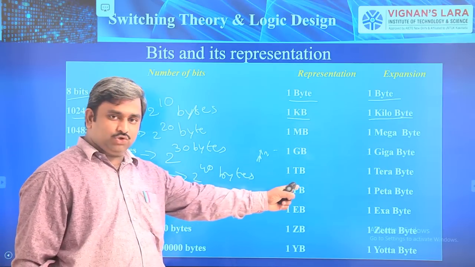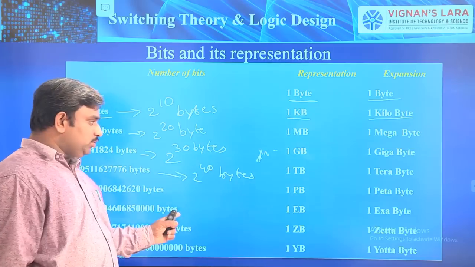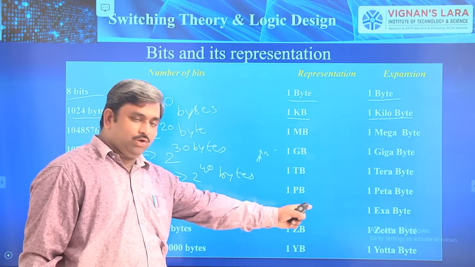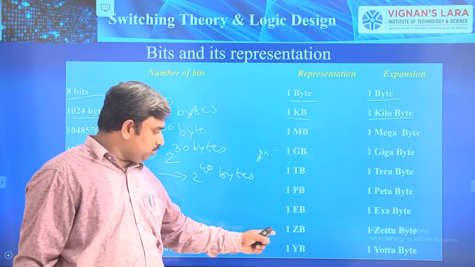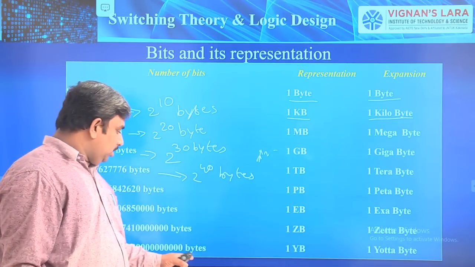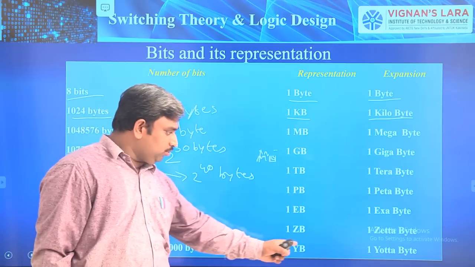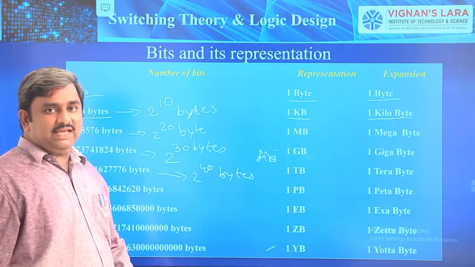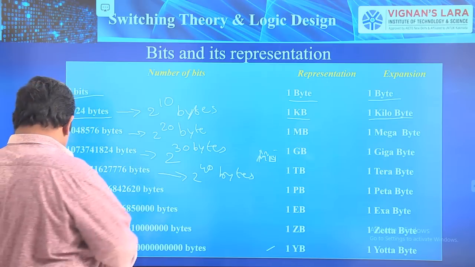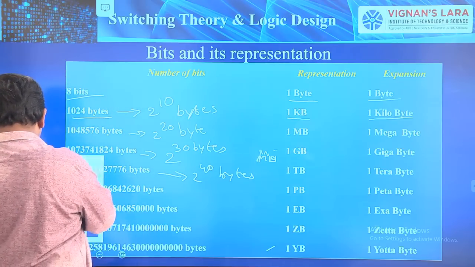1024 terabytes is equal to 1 petabyte. 1024 petabytes is equal to 1 exabyte. 1024 exabytes is equal to 1 zettabyte. 1024 zettabytes is equal to 1 yottabyte. So these are the total bits and their representations. This is a very important notation.